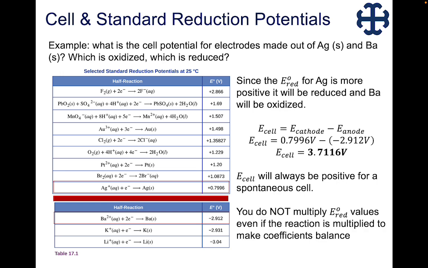And finally, one other note is you do not need to multiply these reduction potential values, even if a reaction is multiplied by some sort of coefficient to balance the number of electrons. For example, here, silver, we're only transferring 1 electron. Barium, we're transferring 2 electrons. So in order to balance this electrochemical reaction, we would need to multiply everything in the silver equation by 2. We would do that to balance it, but that won't actually change the potential for our cell.